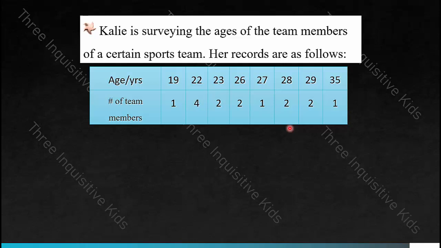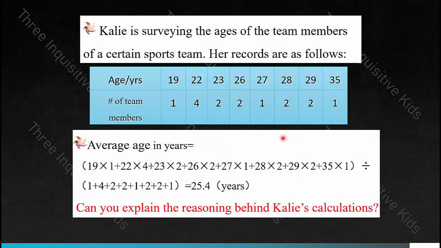Kaylee, another recorder on this channel, is surveying the ages of team members of a certain sports team. Her records are as follows. We have the ages, and over here it's showing us how many people have that age. For example, this means 4 people are 22 years old, 2 people are 28 years old, and so on.